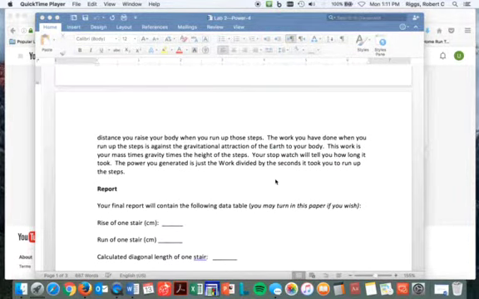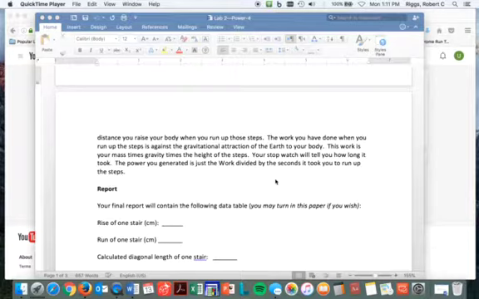The work you've done when you run up the steps is against the gravitational attraction of the Earth on your body. The work is your mass times gravity times the height of the steps, and your stopwatch will tell you how long it took. Not only are we going to add the work you did to overcome the pull of gravity, we're also going to add the average kinetic energy that you burned getting up the stairs.